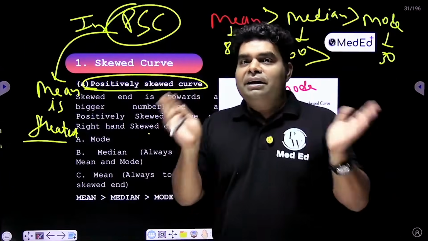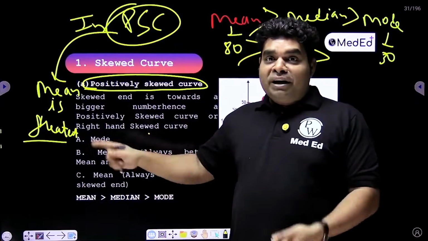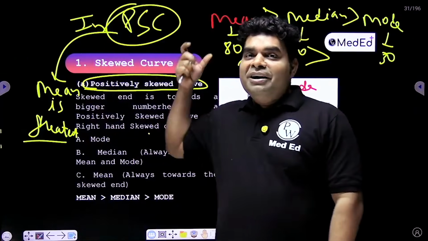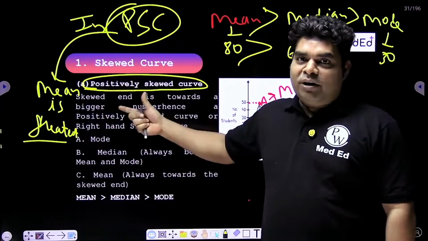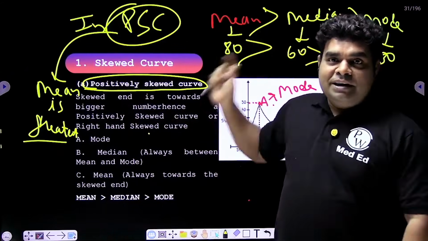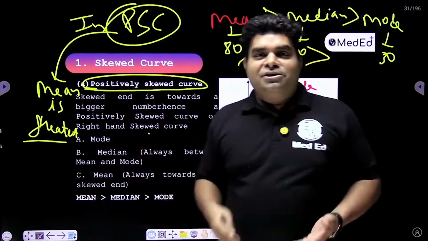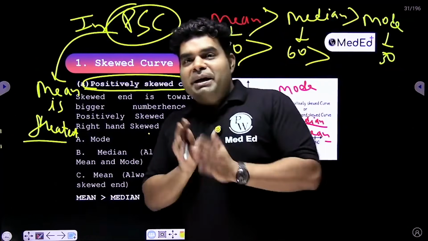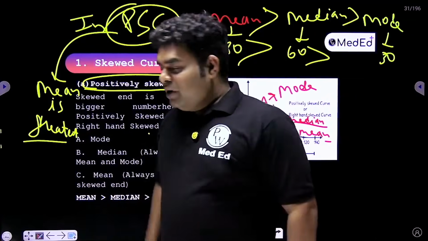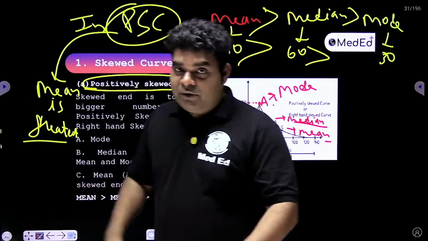Because median is always in the center. So what is the sequence for negative skewed curve? Mode, median, mean. For positive, mean, median, mode. Because in positive, mean is greatest, so in negative, mode will be greatest. Median can never become the greatest. So in this way, with one line, you can remember the sequence.